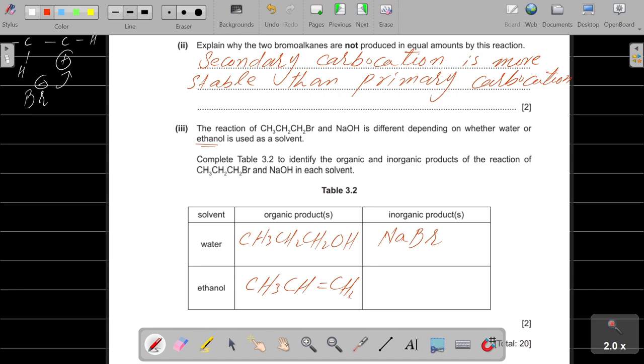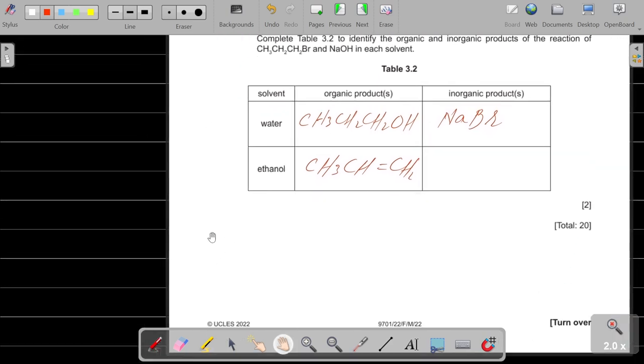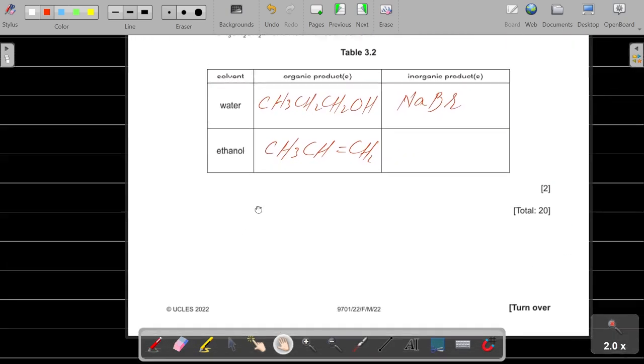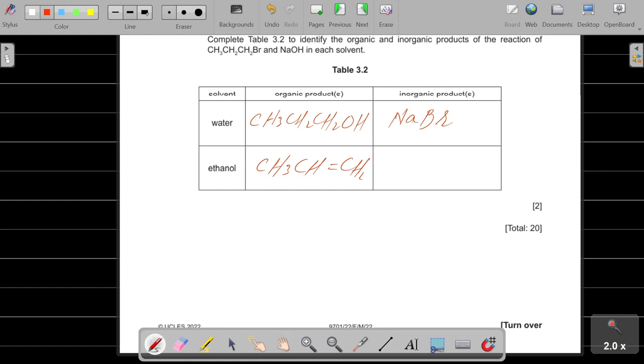So let me explain this for you, okay. For example, I'm having this CH3, CH2, I'm having this CH3, CH2 and this CH2, and it is bonded with Br.